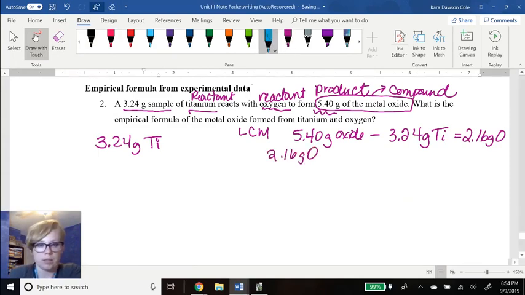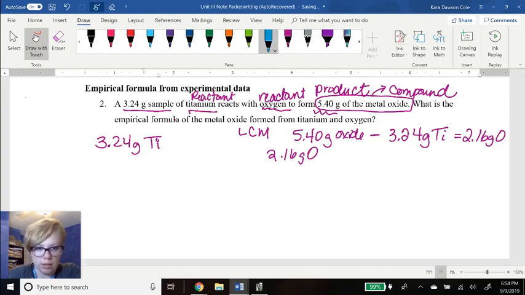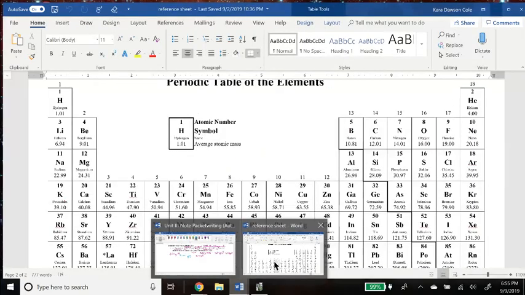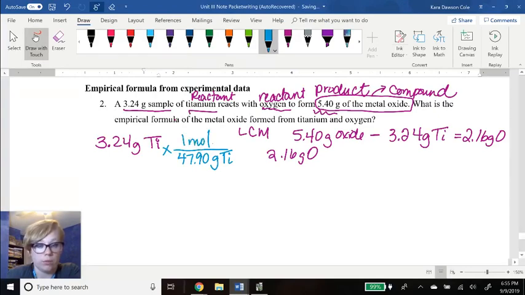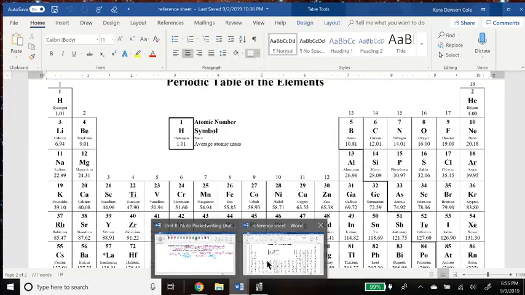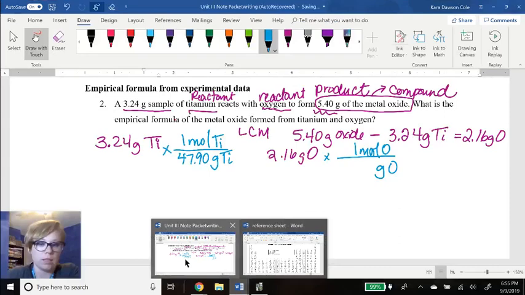My second step is to convert my mass to moles. So I'm going to take my grams of titanium and go from mass to moles, with grams of titanium on the bottom. Again, this is going to come from my periodic table, right? So titanium's mass is 47.90 over 1 mole of titanium. Same thing for oxygen: I've got the mass of oxygen, and 1 mole of oxygen on the top. And then I can go to my periodic table, and oxygen's mass is 16 grams.